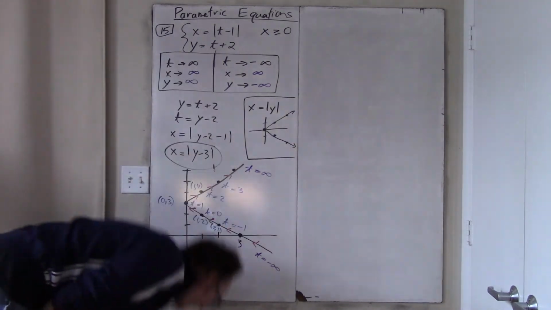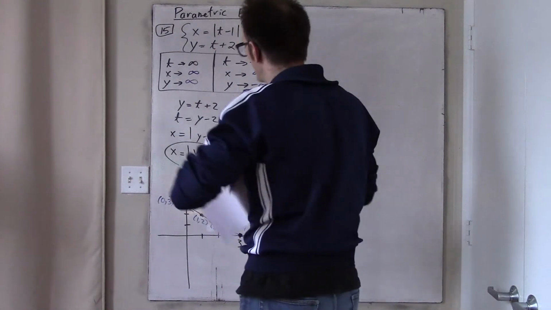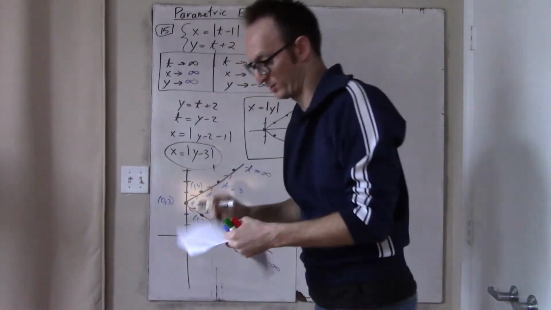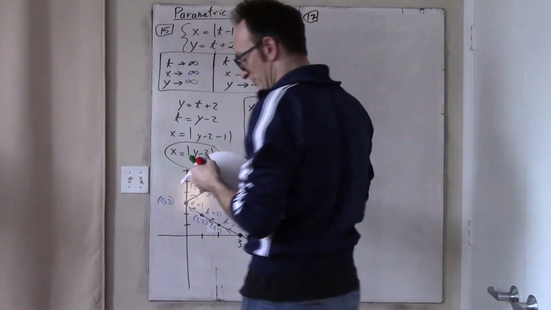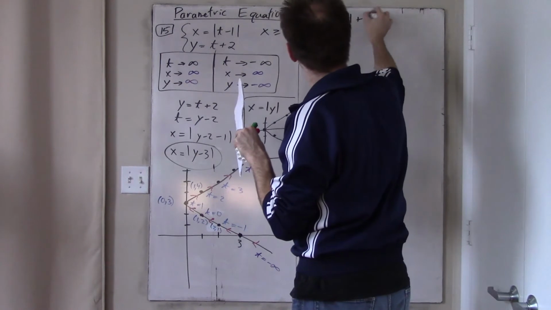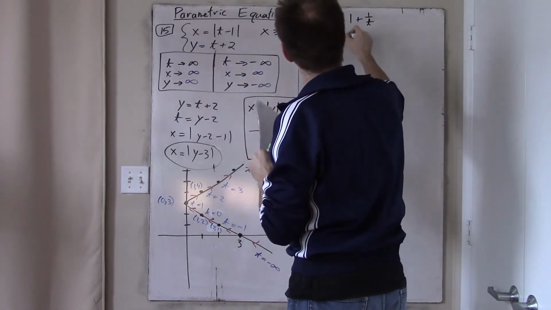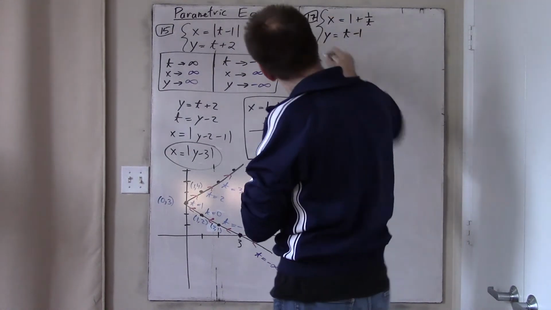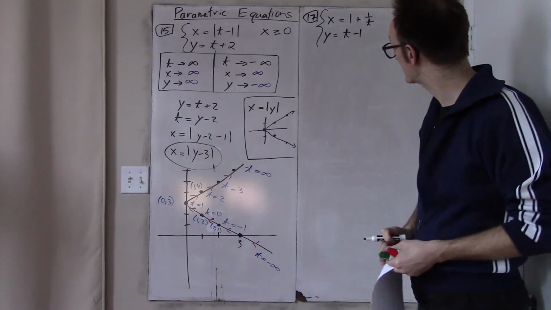Number 17. This is actually very similar to a problem that we already did, so maybe I don't need to do this. I kind of don't want to, but here we are. Let's go. Going a little kind of fast now. x equals 1 plus 1 over t, y equals t minus 1. Suppose I'm like a professional and I don't need to talk this out endlessly. I'm just going to do it kind of fast.